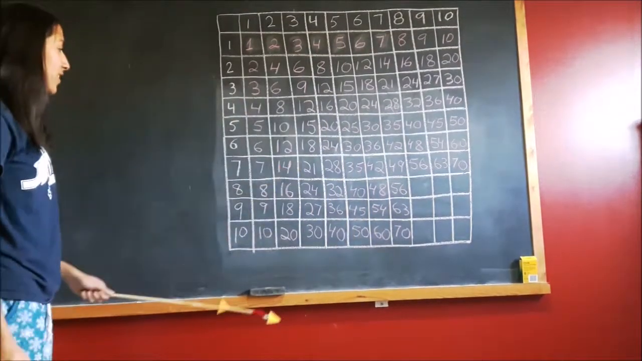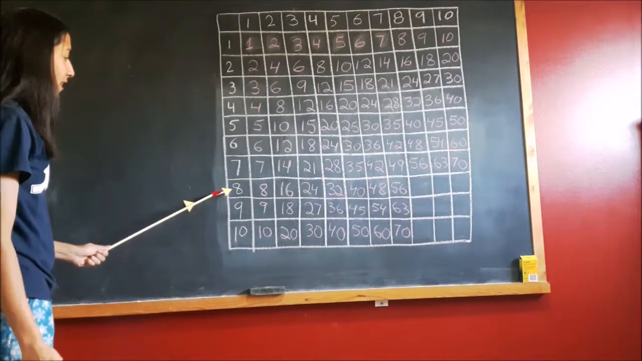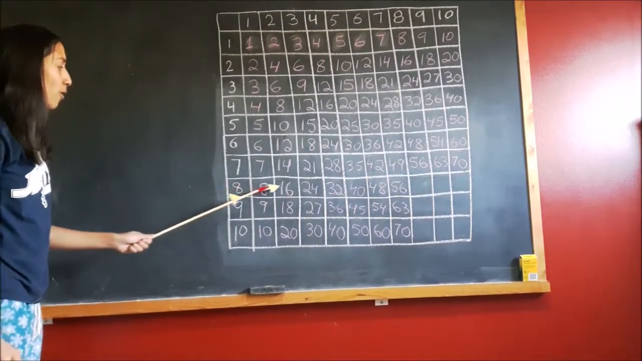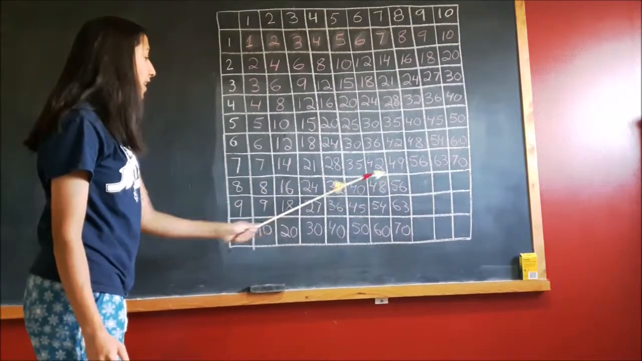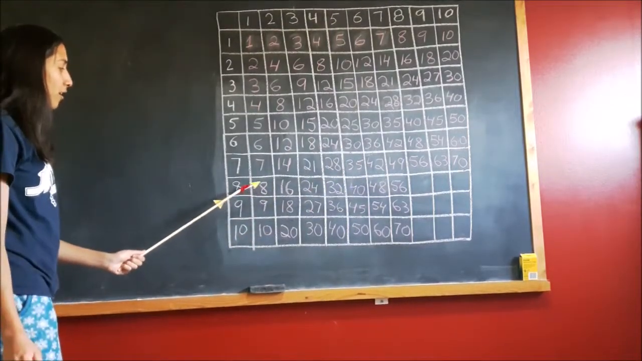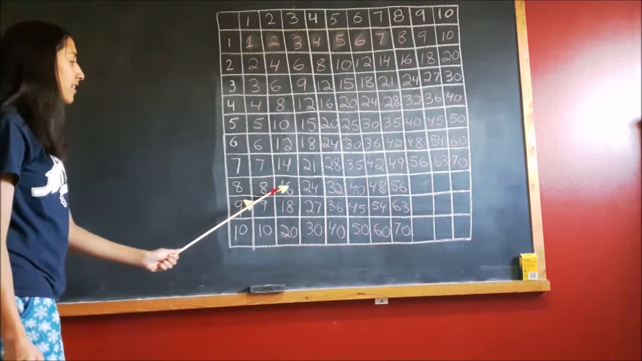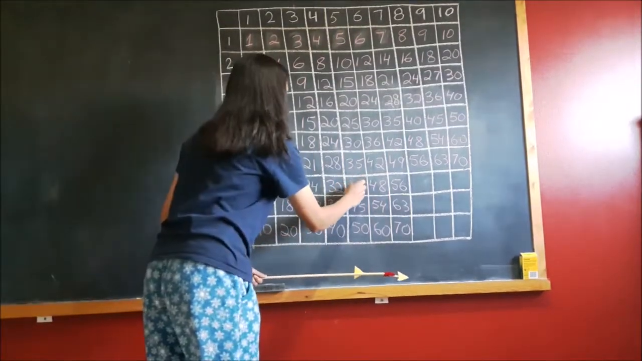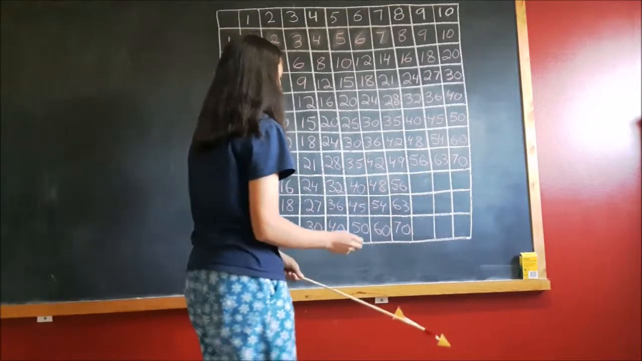Now we are almost finished our table. We just have 8, 9, and 10 to go. Now, we've almost finished filling in the row of 8, but we can still tell that our pattern is true, since it increases by 8 each time. So now, let's continue and fill in the rest of our table.